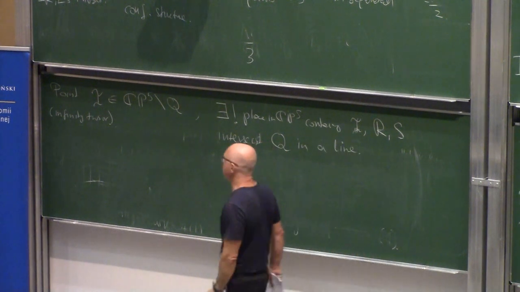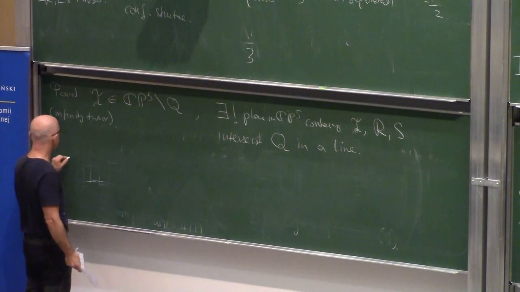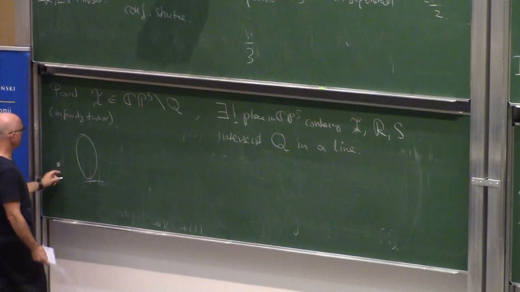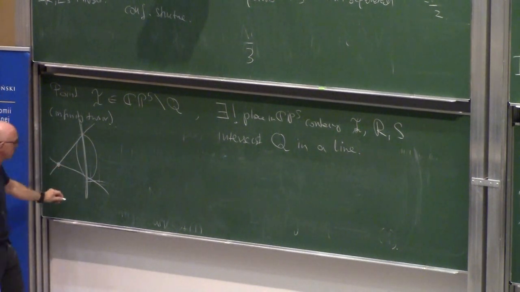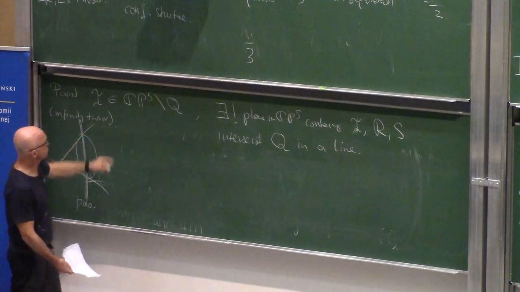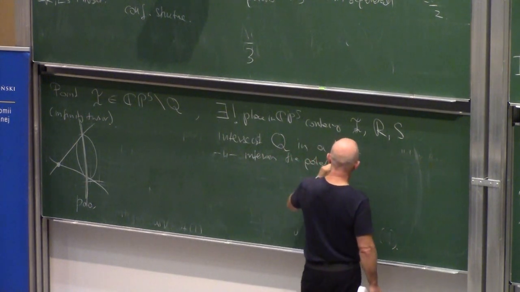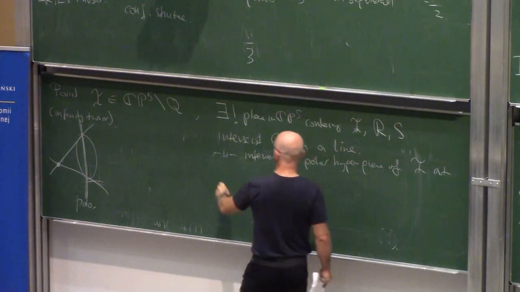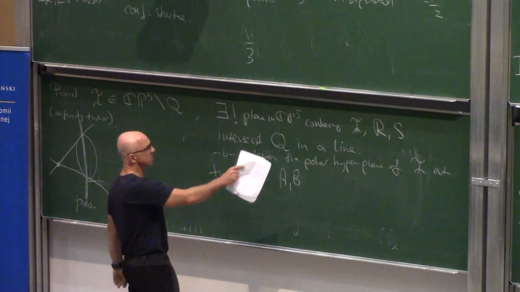And what I then do is I take this point I and take what's called the polar hyperplane of I. This is really old projective geometry. If you know about conic sections, if you have a conic, let's say an ellipse, and you have a point which doesn't belong to this ellipse, then the polar line of this point is the line which you obtain by taking the two tangents and connecting the points of tangency. I'm doing this at the level of Q. So this line then intersects the polar hyperplane of I at two points, A and B.